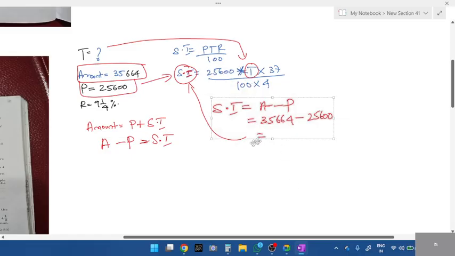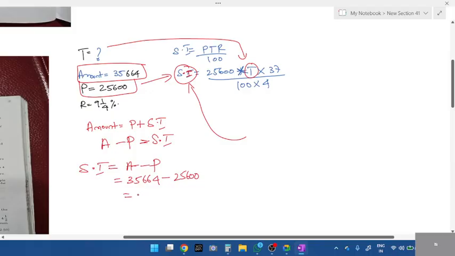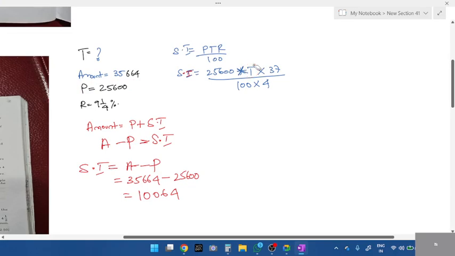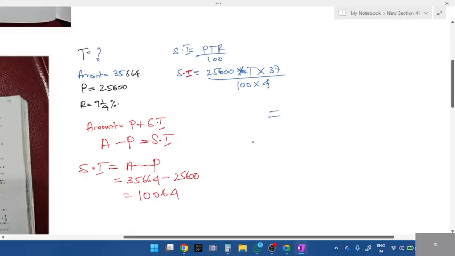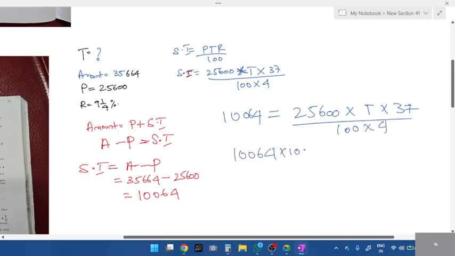What is the simple interest value? 10064. Substitute that, students. Substitute here. So even simple, in this chapter, whatever it is, just practice those questions. That is enough. You'll get one or two questions. 25600 into T into 37. 104 gets multiplied. 25600 gets divided into 37 is equal to time.